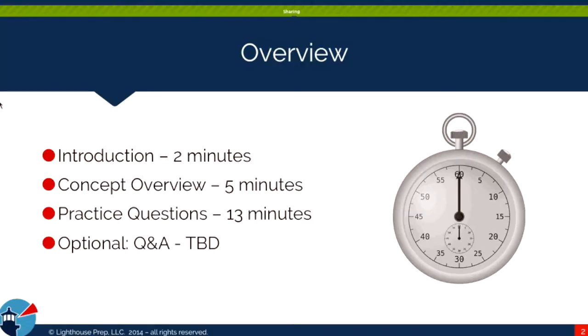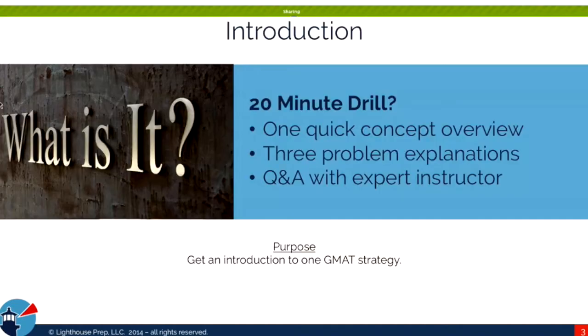If you haven't ever been to a 20-minute drill before, here's a quick introduction of what we're going to cover. We're going to go over an introduction of what the 20-minute drill is, then we do a concept overview followed by some practice questions, and finally at the end we have some time for some optional Q&A, so that might go beyond the 20 minutes depending on how many questions are asked. But let's get started with the overview then.